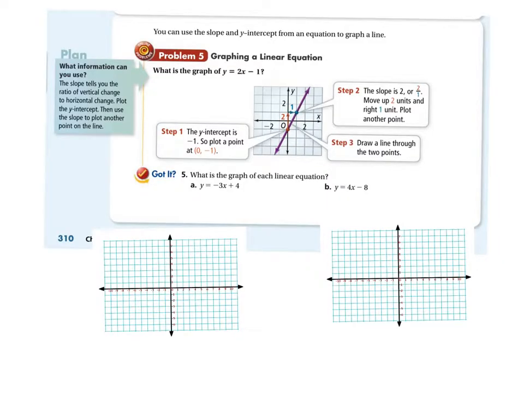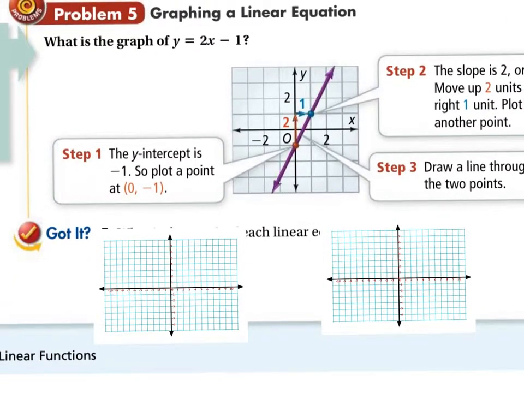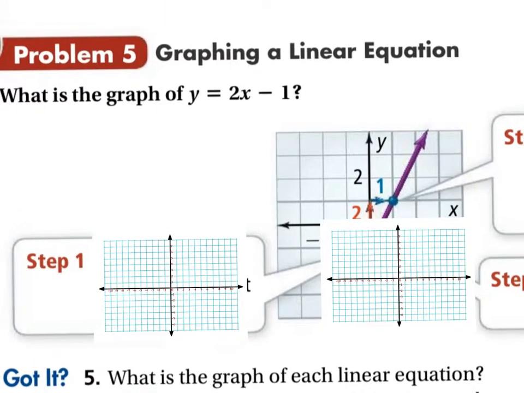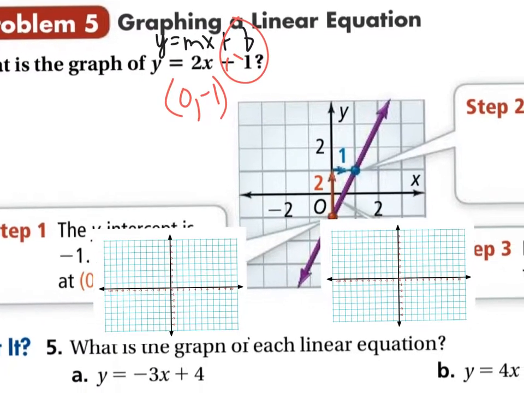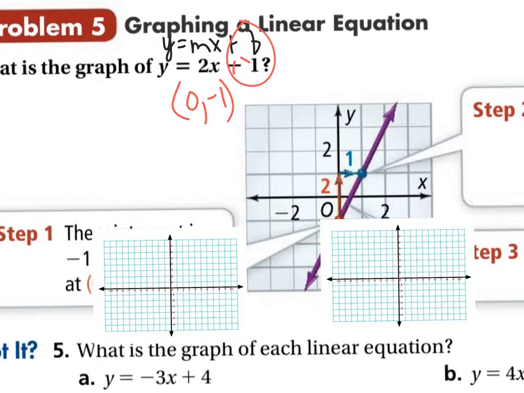So problem 5, that's what they're doing, what we just talked about. They want the graph of y = 2x - 1. The first thing, like we talked about, is they start with the y-intercept. Remember our equations like y = mx + b. Since this is minus something, you can add the opposite if you want. So our y-intercept is -1. What does that mean? It means the graph goes through the point (0, -1). That's what they started with, and then the slope is 2.